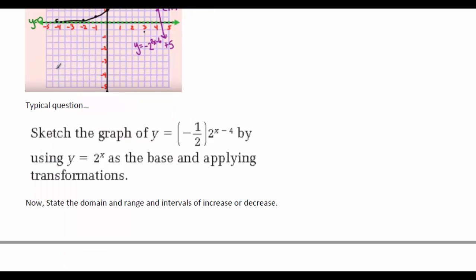As part of the practice to try and graph any exponential function, here's a typical question. So sketch the graph of y equals minus a half base 2 exponent x minus 4. And here they tell you who the parent function would be. Y equals 2 to the x is like a parent function. So you'd want to use an RST chart, go through the same steps we did last unit, or the unit before, so you could graph this. And then usually we ask you to state the domain and range, and any intervals of increase or decrease.